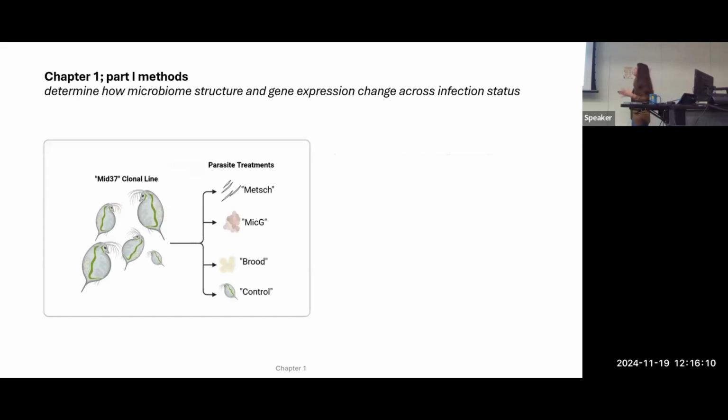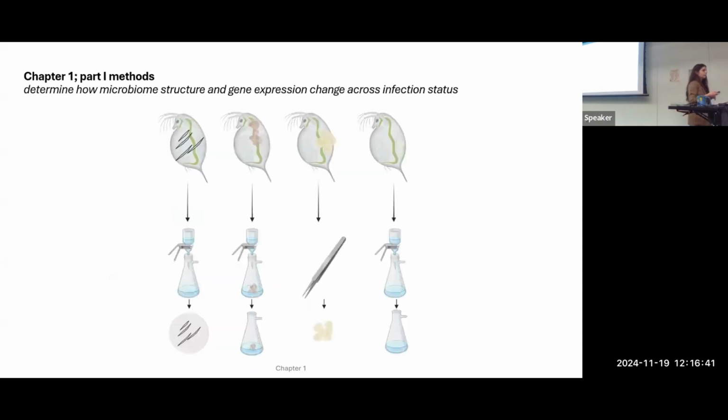So in order to determine how the microbiome structure and gene expression change across infection status, let's set up our treatment groups. Genotype actually holds a lot of influence in determining microbiome composition. And so to mitigate these differences, I'll be using a single clonal line of Daphnia dentifera, a local species. And I'll be separating them out into these 4 main parasite treatments. So we'll have our Mech, our MICG, brood, and then a control group.